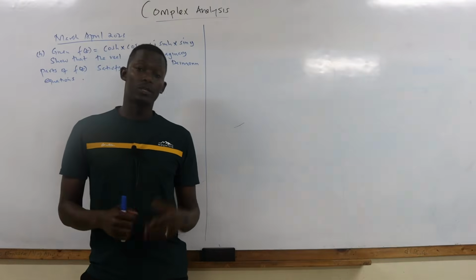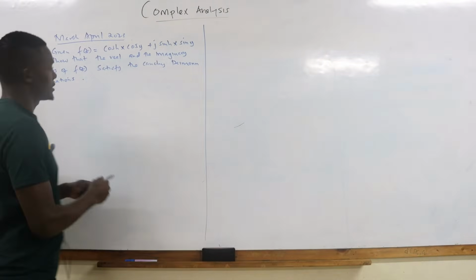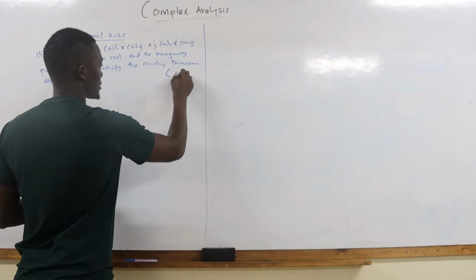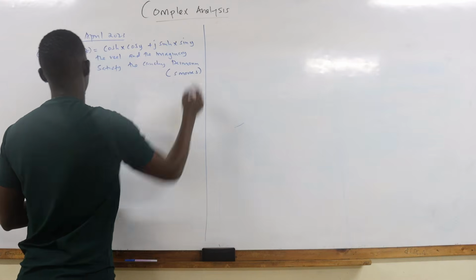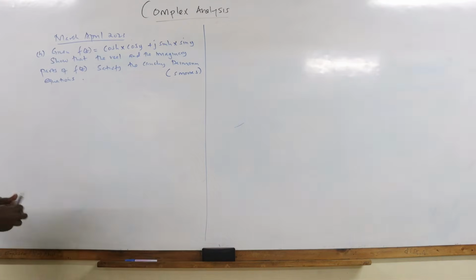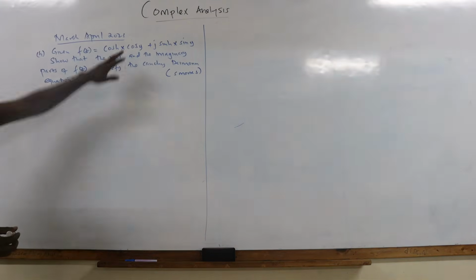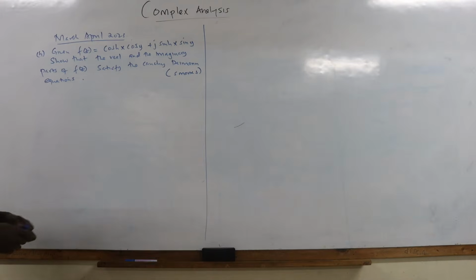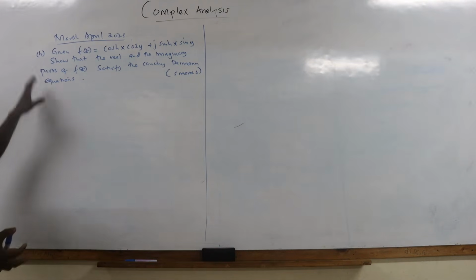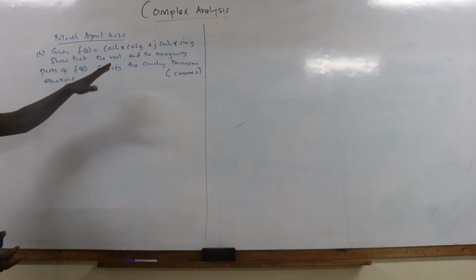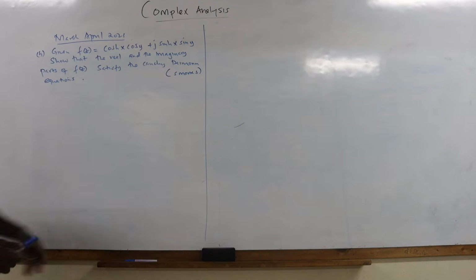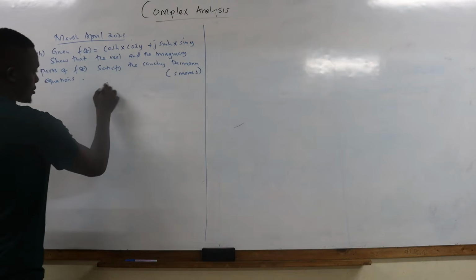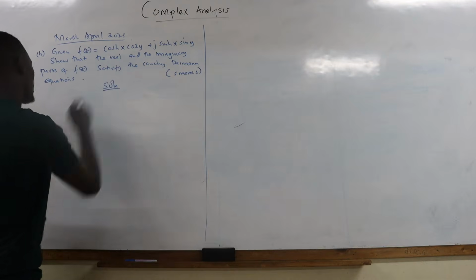So now we check the second part. This one had 5 marks in the series March-April 2025. Given that f of z is given by the function cos x cos y plus j sin x sin y, show that the real and the imaginary part of f(z) satisfy the Cauchy-Riemann equations. I'm sure we are all aware of that.